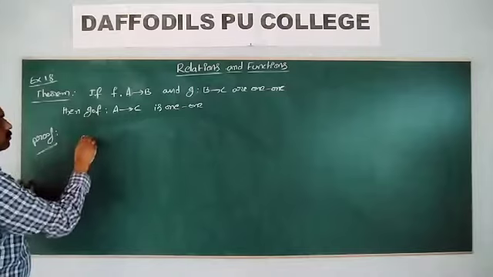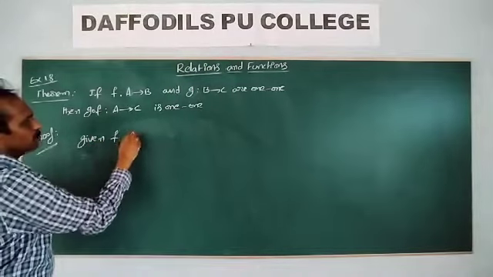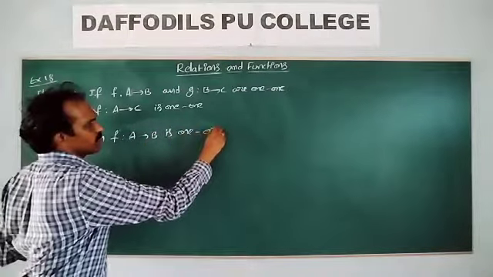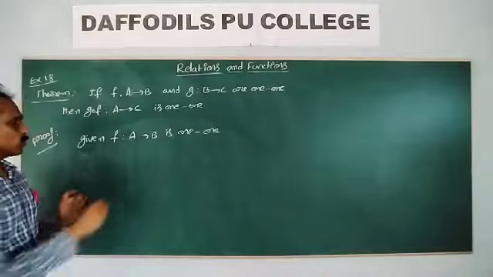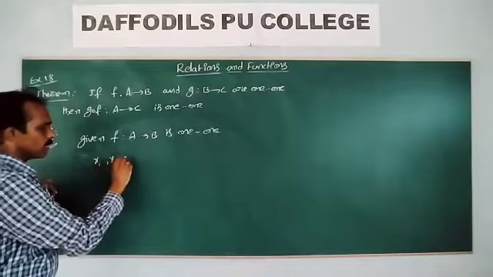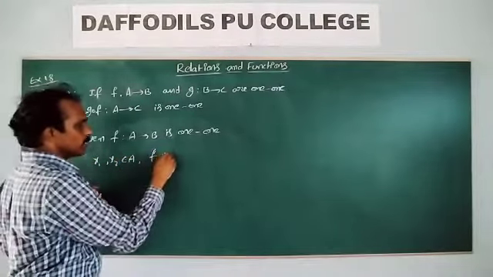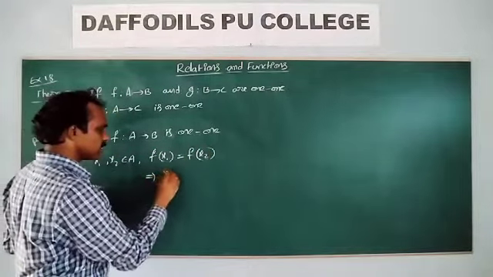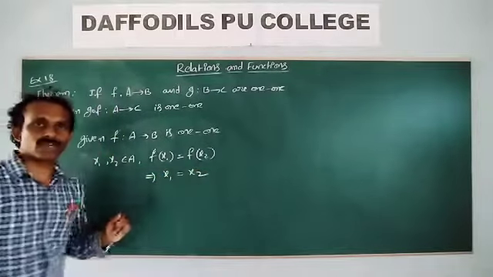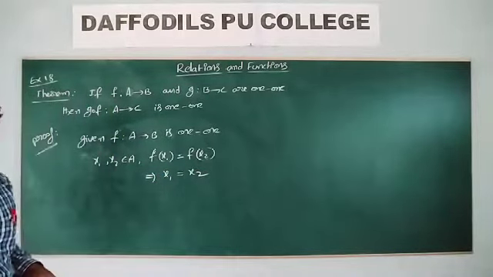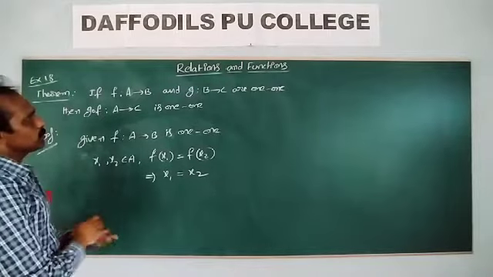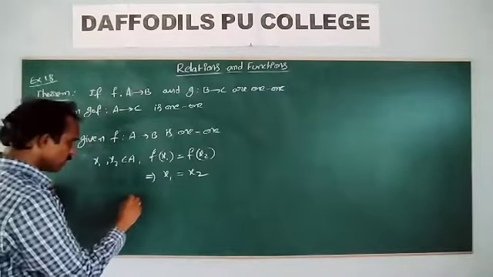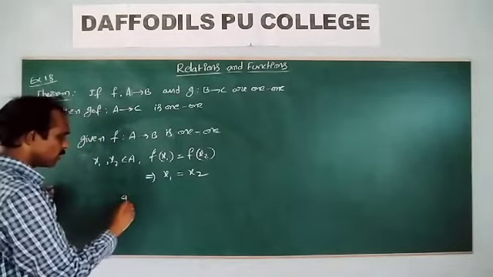Given: f maps A to B is one-one. What is the one-one function definition? If x1, x2 belong to A, then f of x1 is equal to f of x2 implies that x1 is equal to x2. This is the one-one function definition, right? Given f maps A to B and g maps B to C are one-one functions, show that g circle f is one-one.